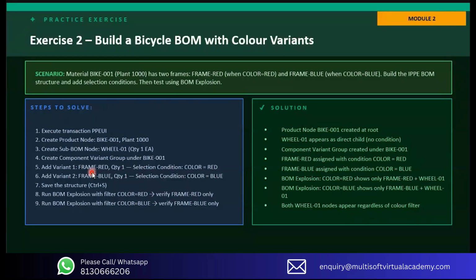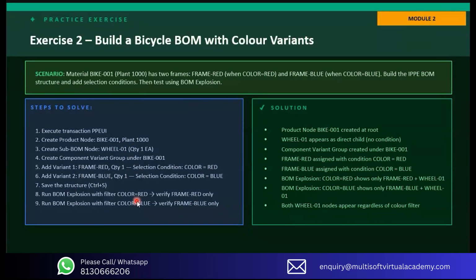You need to create a material master for them. For whatever characteristic value you want to have, those characteristic values you need to maintain as a material. So we select that material. Frame red is a material. In the selection condition we write color is equal to red, and frame blue quantity 1, because color is a characteristic. This is how we need to add variant 1 and variant 2. Like that we need to add. Next, save the structure. So you save that.